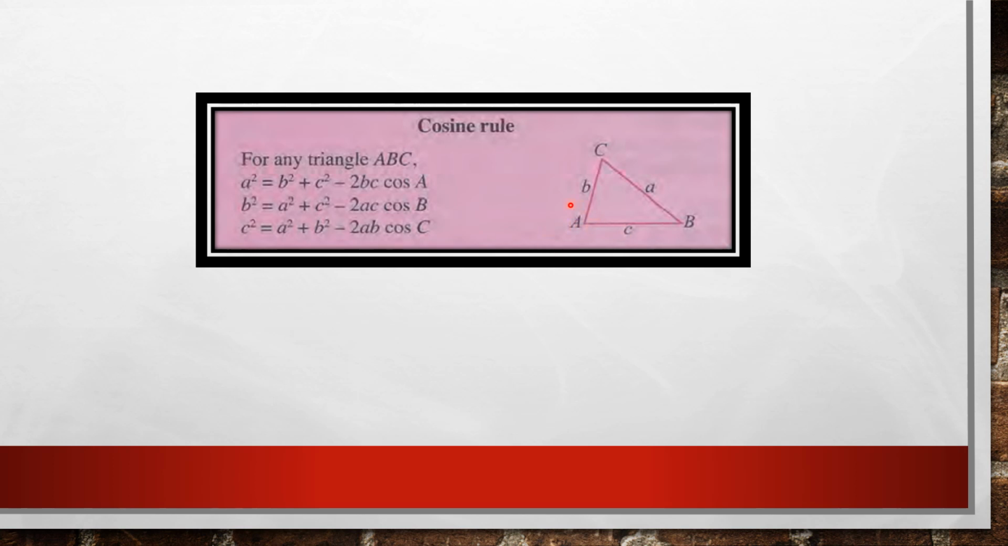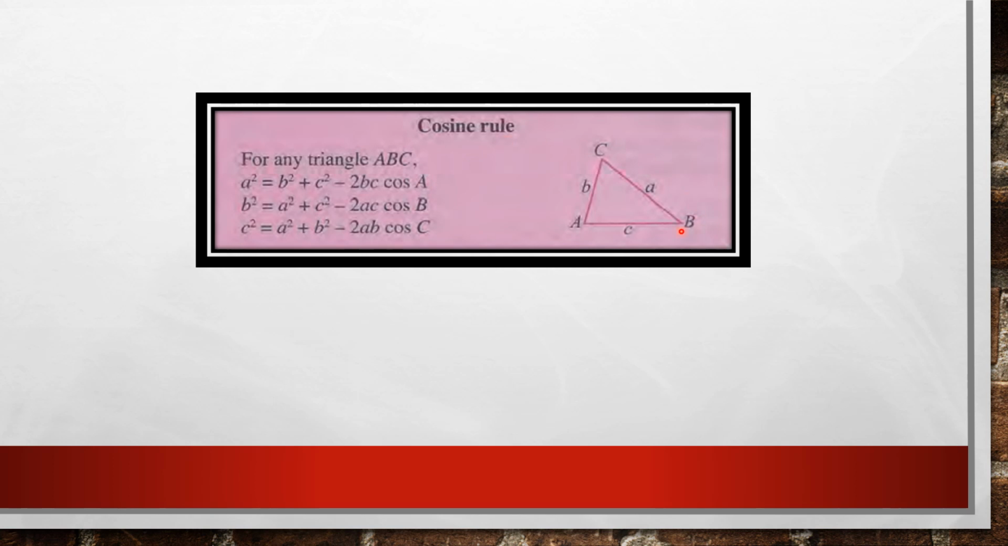So if you want to start with angle A, cos A, you have to start with the opposite side, that is a square equals the sum of the other two sides, that is b square plus c square, minus again 2bc cos A.